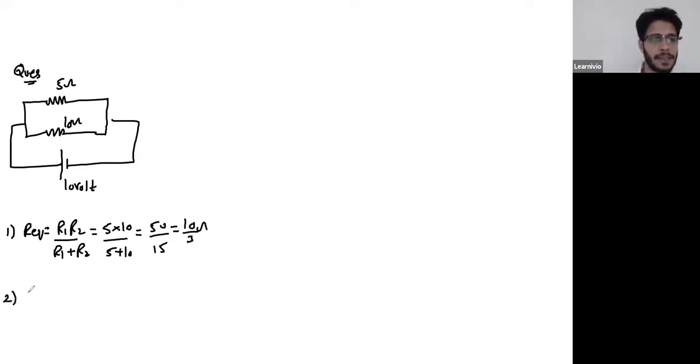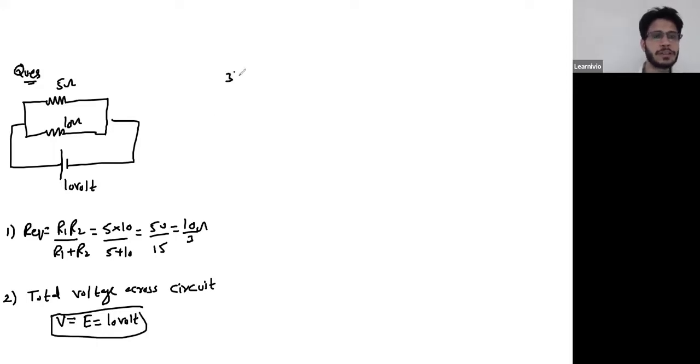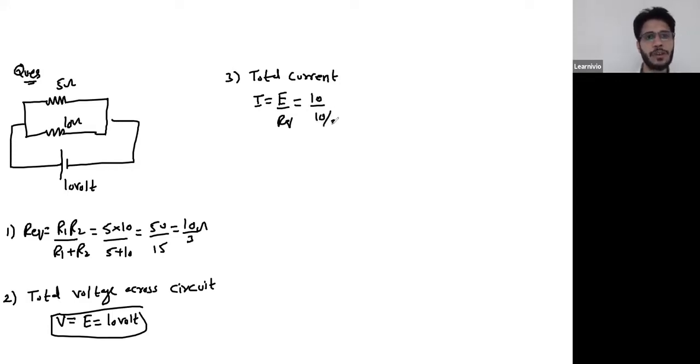Okay. Next, I need total voltage across the circuit. Afroza, what is total voltage? 10. Yes, it's the total EMF, right? It's 10. Now, can you guess total current in the circuit? How do you calculate total current? E by R equivalent. Yes, it's total EMF by R equivalent. So total EMF is 10 and R equivalent is 10 by 3. So your total current comes out to be 3 ampere. Very good.